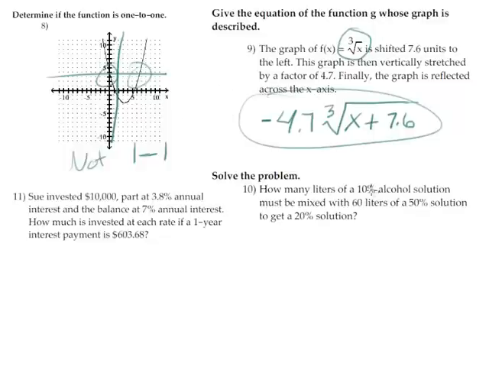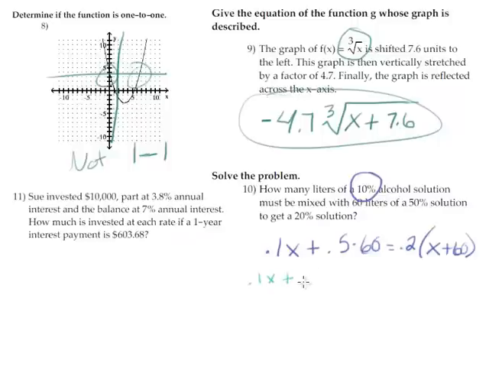10. Gotta remember how to set this up. 10% of, we don't know, we're finding how many liters, plus 0.5 times 60. Okay, we're adding these two solutions together. It's 0.1 of something plus 0.5 times 60. But we know that we want to end up with 0.2 of, well, how much do we get if we add x and 60 together? We get x plus 60. Now we solve this.